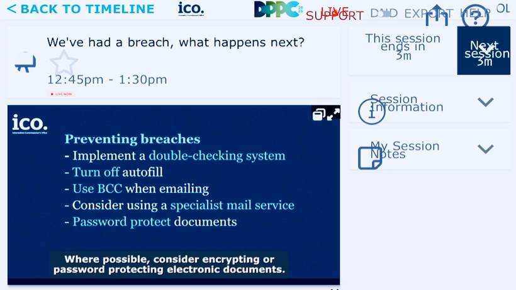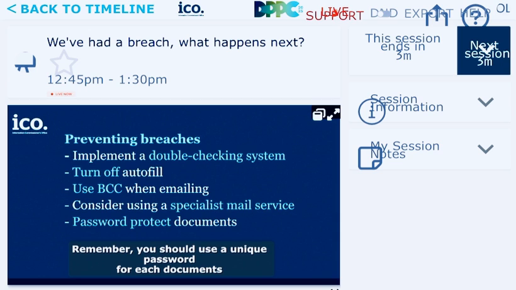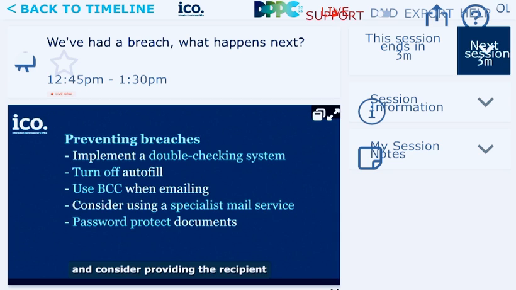Where possible, consider encrypting or password protecting electronic documents. Remember, you should use a unique password for each document, and consider providing the recipient with the password via an alternative method, such as over the phone. This reduces the risk of the wrong person being able to access the documents.